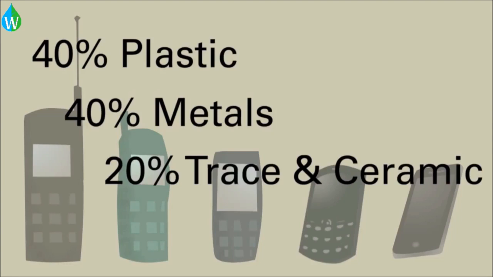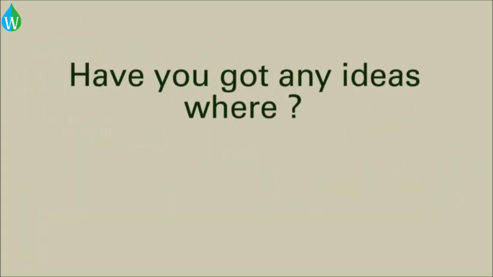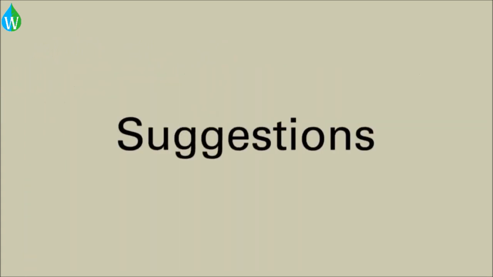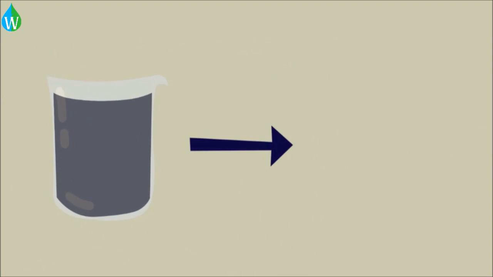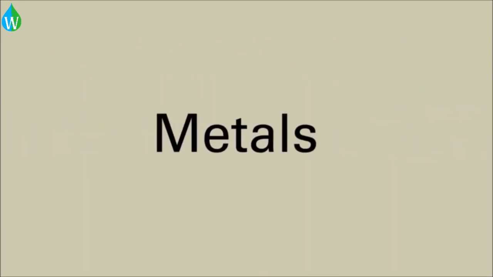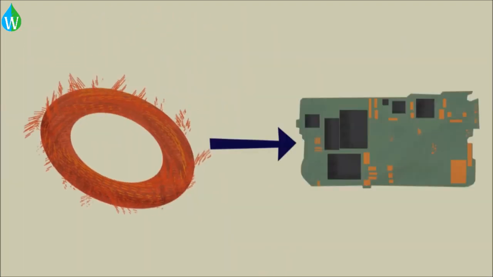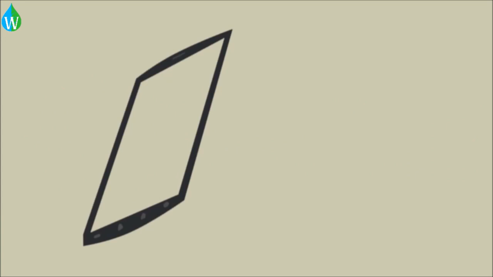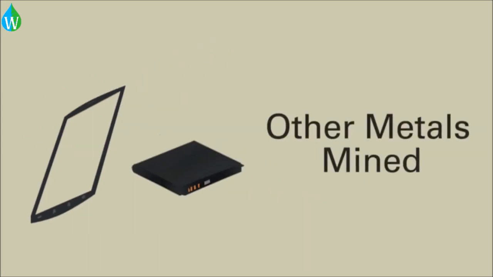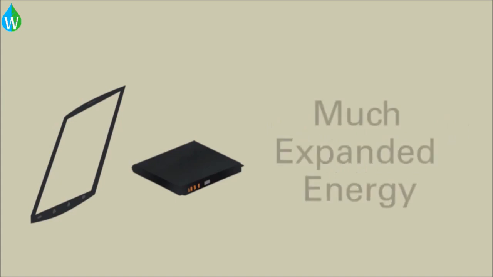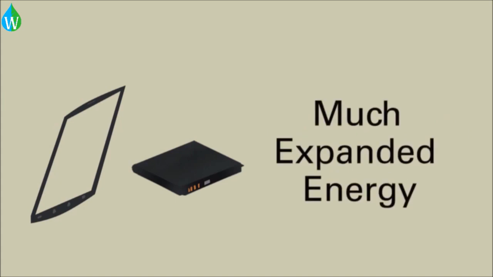The materials used to make mobiles weren't ready to be used by manufacturers. This means they had to come from somewhere. Have you got any ideas where? Some suggestions would include crude oil, which is used to make plastic casing, or the metals, like copper, used in the circuitry. Also, when making the display and the rechargeable batteries, other metals also had to be mined. In doing so, vast amounts of energy were expended.